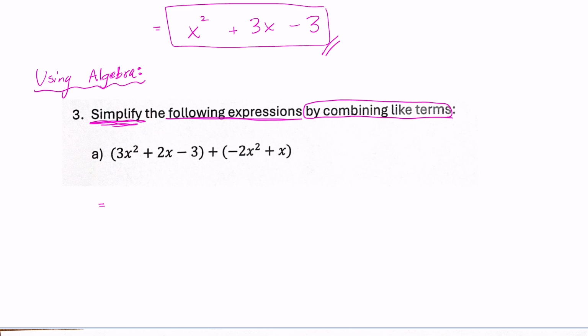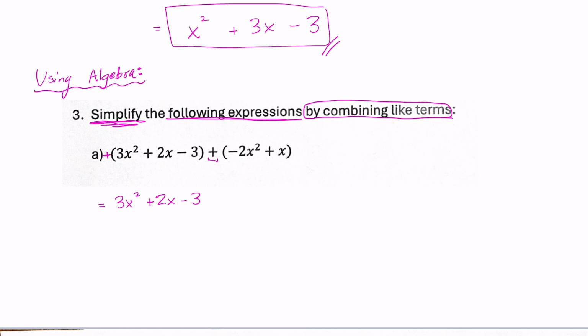And how can I do that? Well, I have to be careful, right? I have to always look at signs. If it's a plus and there's no number, well, it's just an imaginary 1, I can go ahead and remove the brackets because it's a plus. So I have over here 3x squared plus 2x minus 3. And then here I have a plus.